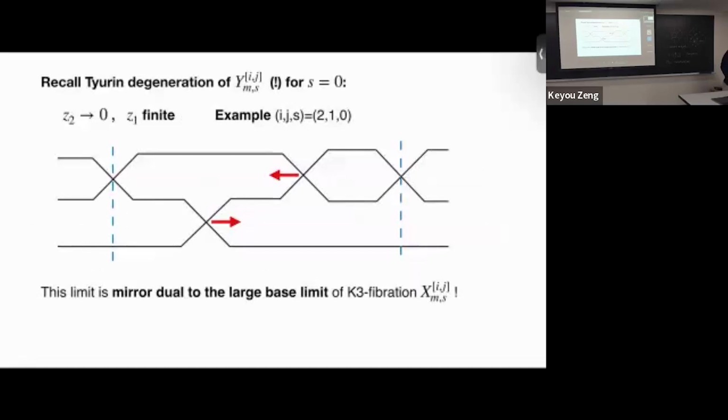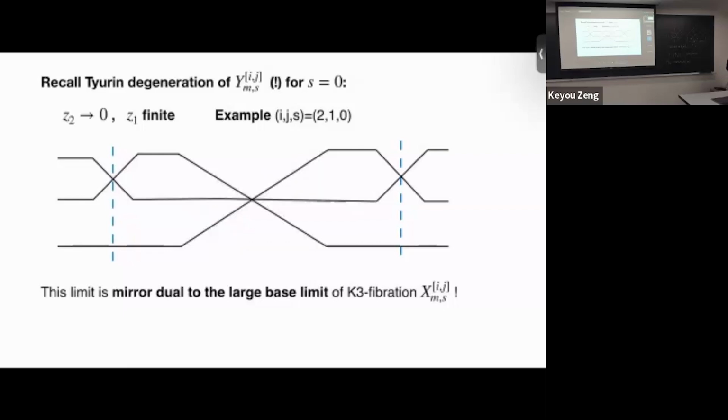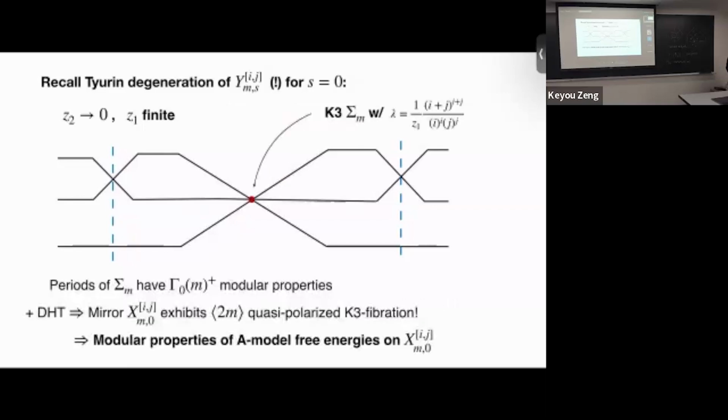Well, the more general story is this Tyurin degeneration picture. So the limit as z2 goes to 0, z1 goes finite, for example, in this M=2 case, was mirror dual to the large base limit of the K3 fibration on the X side. And this is our Tyurin degeneration, whose central point was our K3 of polarized type. So the modular properties of the A-model free energies on X are a consequence of the DHT mirror conjecture and the modularity properties of polarized K3s.